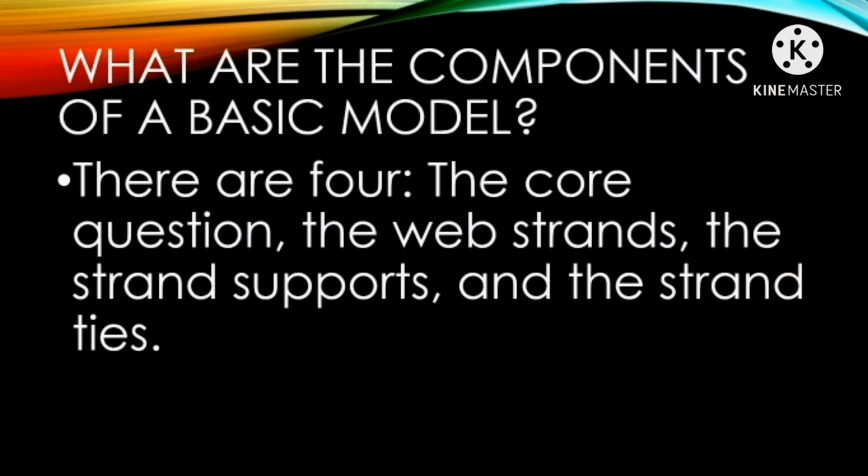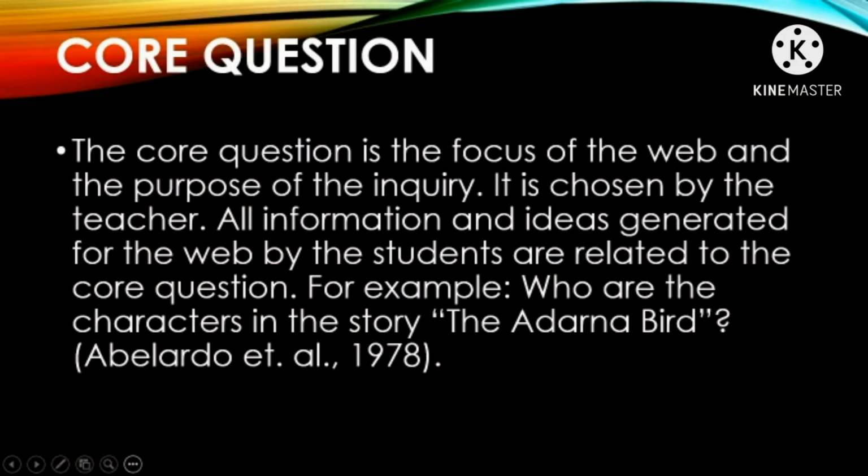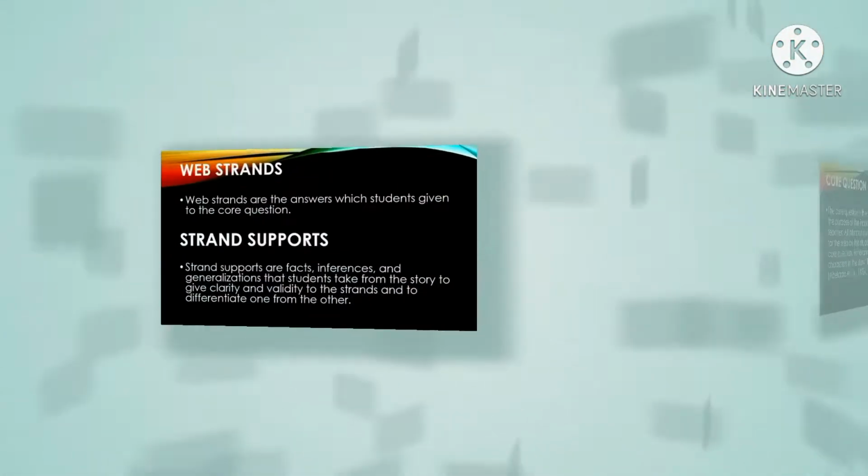So, let us proceed to the components of a basic model. What are the components of a basic model? There are four: the core question, the web strands, the strand supports, and the strand ties. The first one is the core question. The core question is the focus of the web and the purpose of the inquiry. It is chosen by the teacher. All information and ideas generated for the web by the students are related to the core question. For example, who are the characters in the story of Adarna Bird?